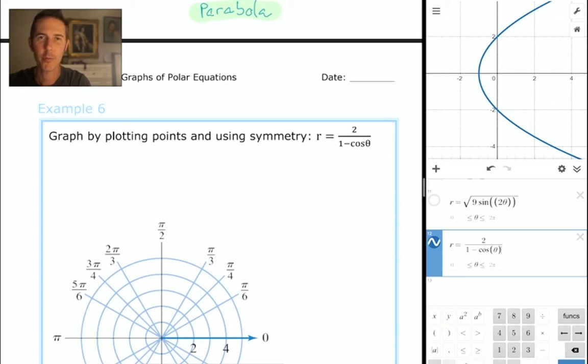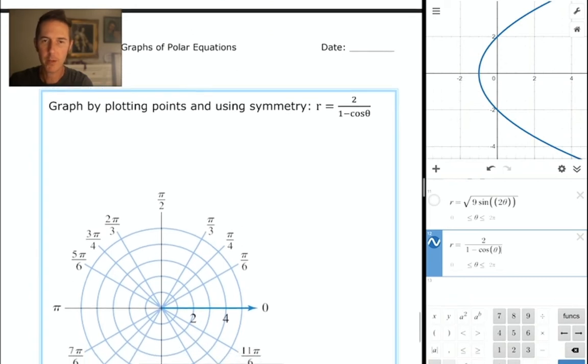All right, here we are for our very quick conversation about what looks kind of like a sideways facing parabola on the polar coordinate plane. Here is an example of the equation that yields such a graph, r equals 2 divided by 1 minus cosine theta.